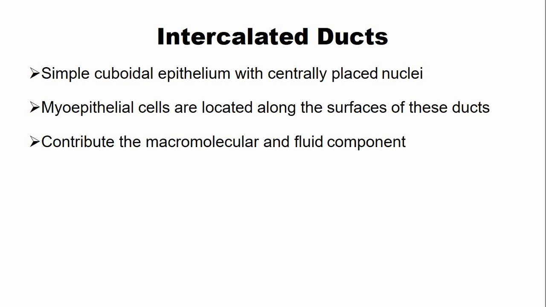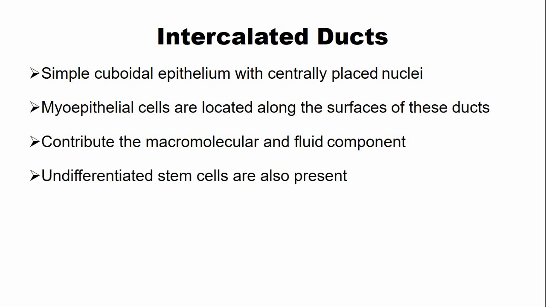So what are the functions of the intercalated duct? The intercalated ducts contribute to the protein component and the fluid component of the saliva. In addition to the acinar cells, these intercalated ducts also contribute to the salivary secretion, and also transport the saliva from acinar cells to the ductal system and to the main excretory duct. Sometimes undifferentiated stem cells are present along with the intercalated ducts, and they provide a supply of new cells in case of any injury or trauma.